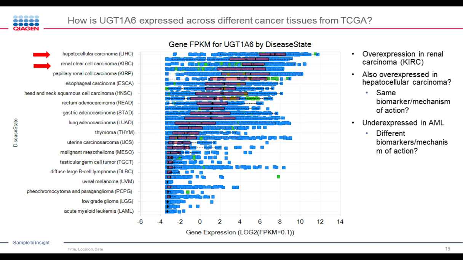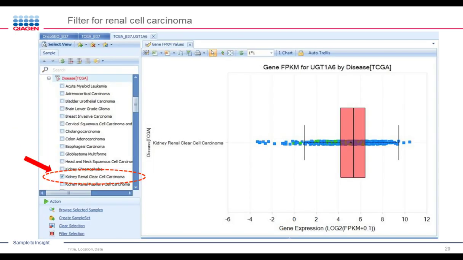Now, not everyone is going to be interested in all of these diseases. Many times people want to focus on specific diseases. For example, this study is based on renal cell carcinoma. So within the software, we also have filters which you can use to focus on specific indications. In this case, I have only selected one indication, renal cell carcinoma.